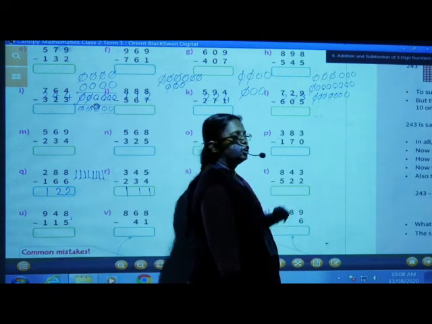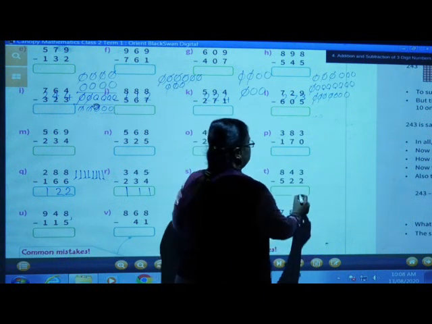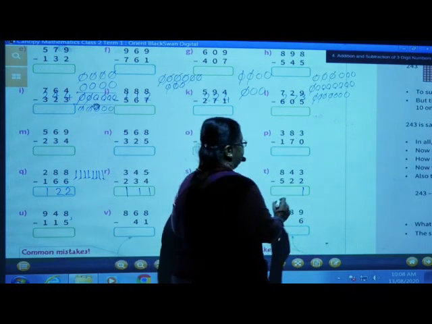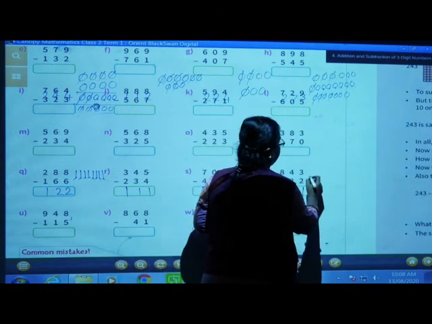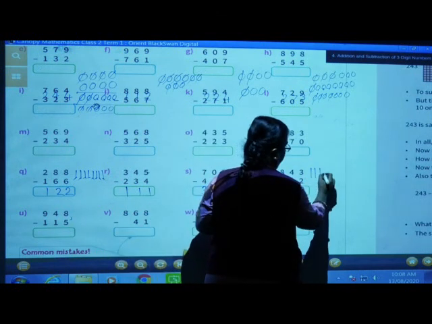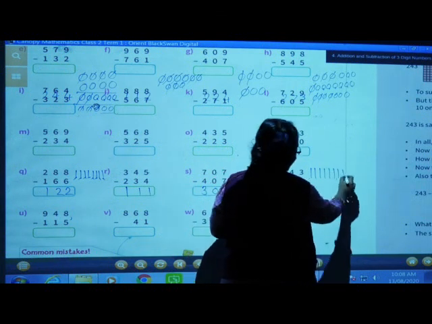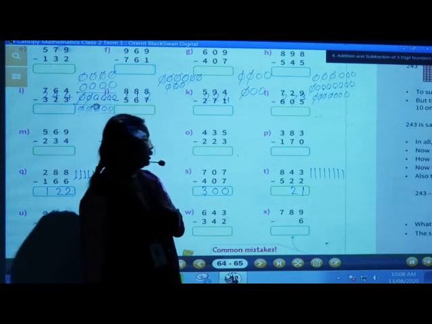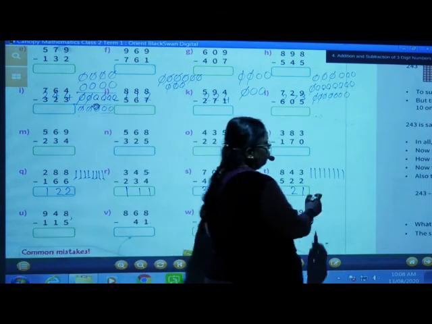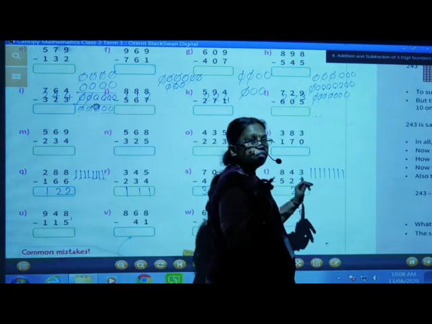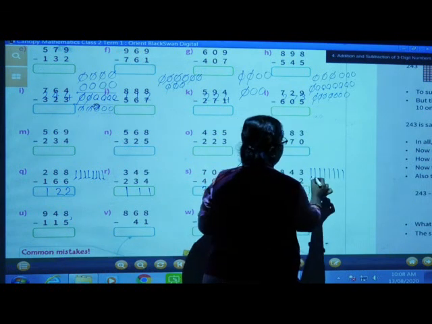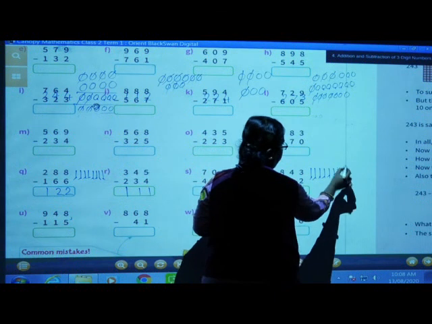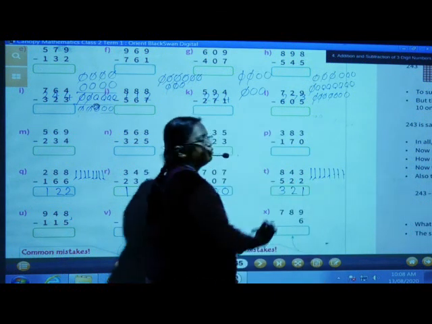Now 3 minus 2, 1. 4 minus 2, 2. Then 8 minus 5. 1, 2, 3, 4, 5, 6, 7, 8. Now tell me 8 minus 5, correct, 3. So what will you do? You will cut how many? 5 sticks. 1, 2, 3, 4, 5. So how many remain? 1, 2, 3.